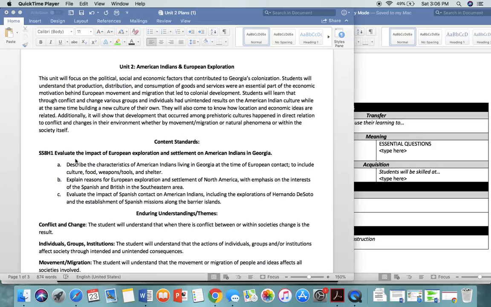To evaluate the impact of European exploration and settlement on American Indians in Georgia. And so underneath, you have three substandards that are a little more specific in terms of the actual content that they need to know.